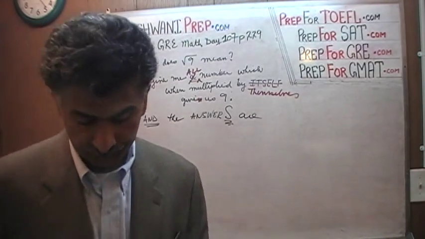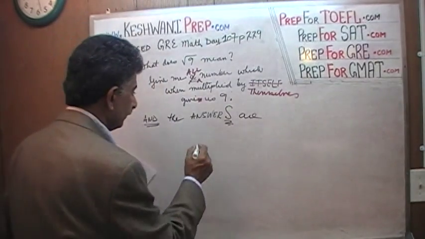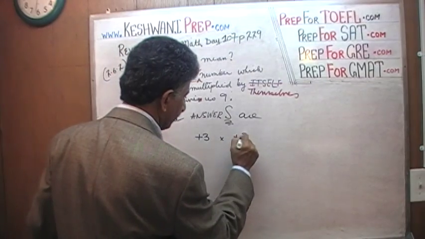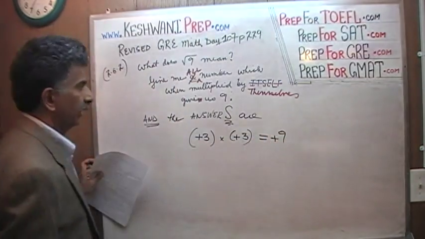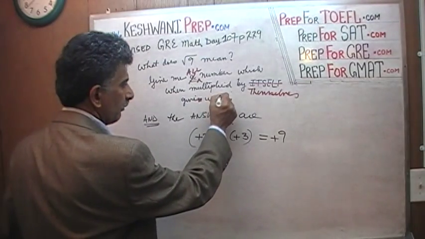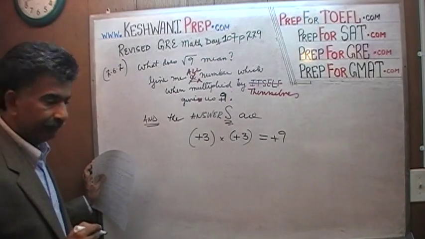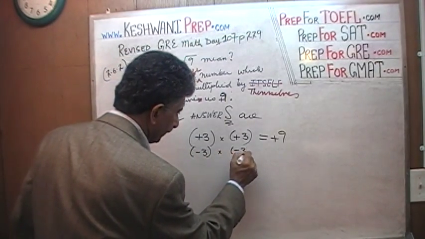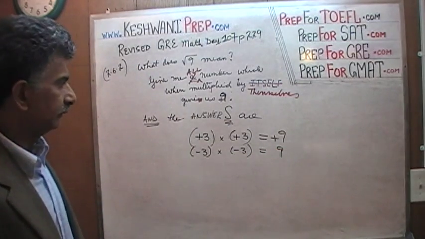Can you think of more than one number? Well, one number is very easy to figure out, which is a positive 3. A positive 3 times a positive 3 will give us 9, or positive 9 if you like. What's the other one? The other number is negative 3. A negative 3 times a negative 3 will also give us 9. So there are two answers here.